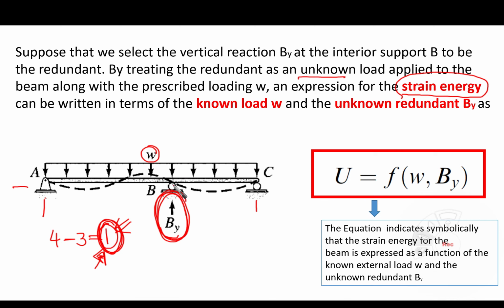Okay? The strain energy of this system, which is U, can be written as a function of the external loading, which is W here, and the redundant, which is going to be chosen here, which is By. Okay, so there is an equation that is going to give us the strain energy in the system as a function of the external loading and the redundant that we are dealing with.